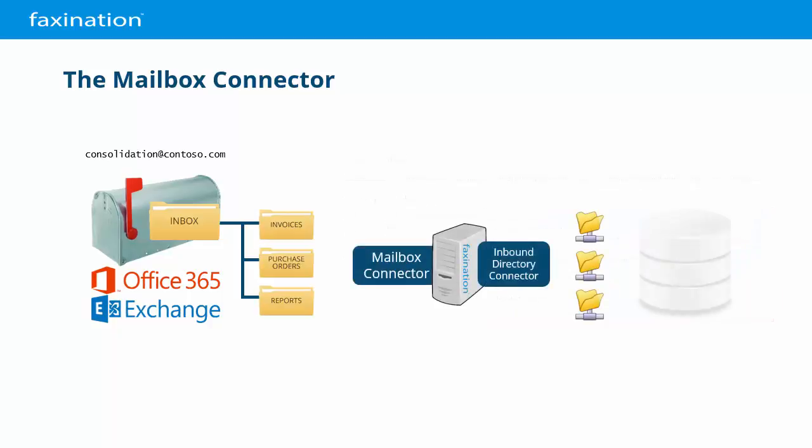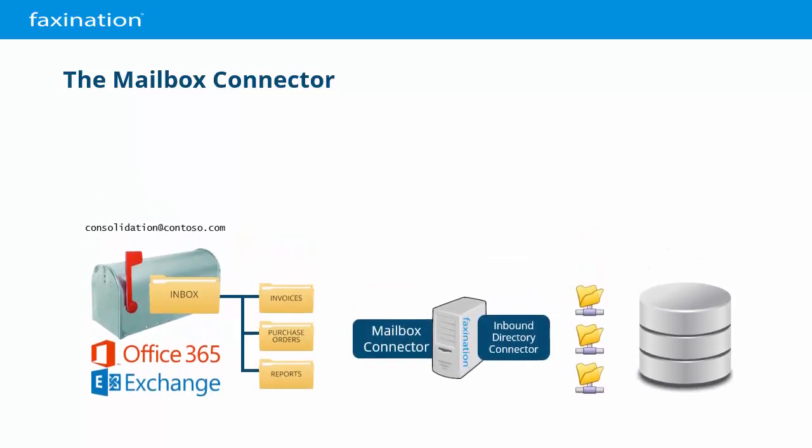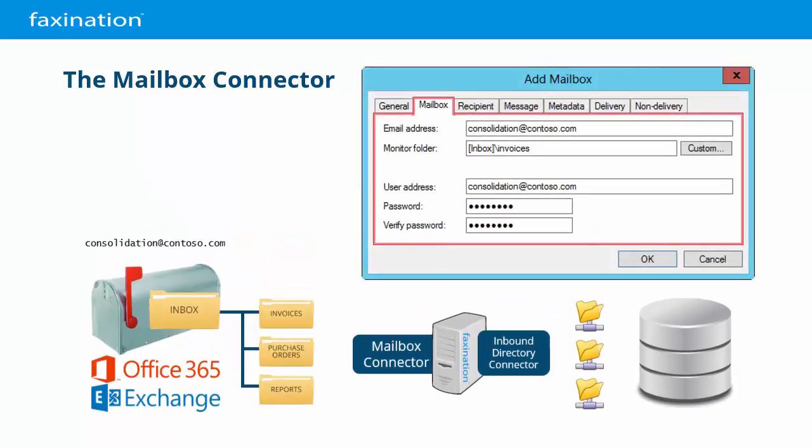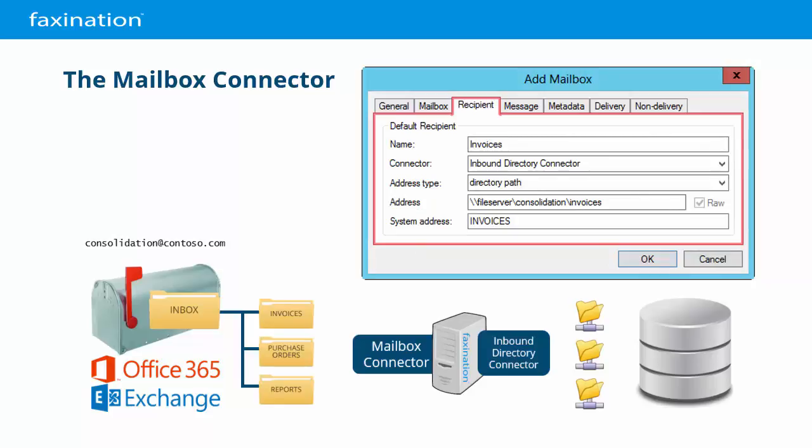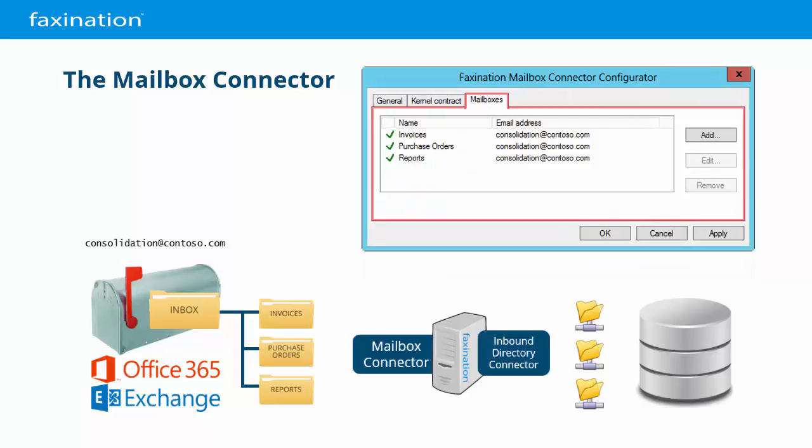We'll create three routing rules within the Faxination Mailbox Connector. On the Mailbox tab, we'll specify the service account mailbox, the folder or subfolder to monitor, and the credentials to use for mailbox access. On the Recipient tab, we'll give this route a friendly name and choose a Faxination host connector to deliver the message. We'll specify the address type to be directory path, and then provide the UNC path to the destination folder. We'll create three routing rules total, one for each of the monitored folders.